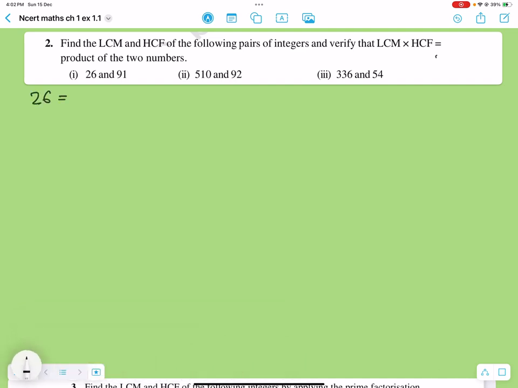So 26, let's do the prime factors, would be 2 multiply 13. For 91, the prime factors would be 7 multiply by 13. So nice and easy. We know the LCM is all the prime factors, and their highest powers. So their powers are 1, 1, 1, 1. So LCM becomes 2 multiply 7 multiply 13, which comes as 182.